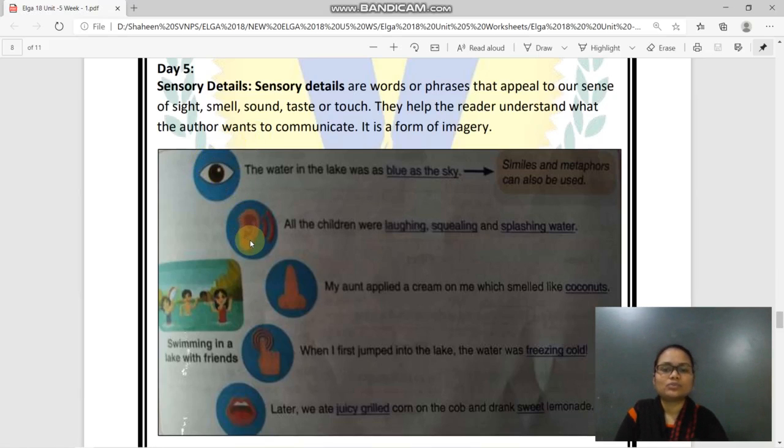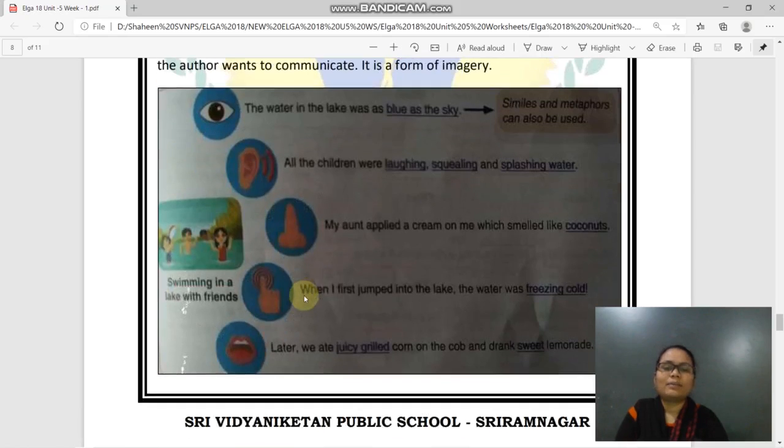Next comes, all the children are laughing, squiggling and splashing water. So here to which sense is it related, children? Yeah, good. It is related to sound. Next, my aunt applied a cream on me which smelled like coconuts. So which sense is being used here, children? Yeah, good. It is smell.